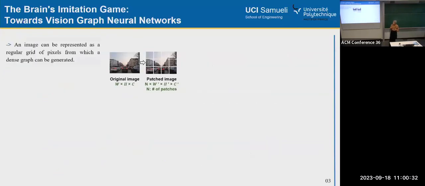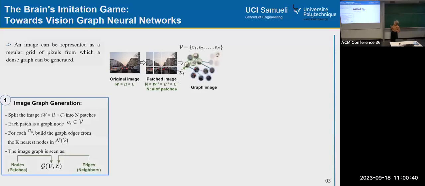The application of GNNs has recently been extended to encompass the world of computer vision. Images are a regular grid of pixels that can also be transformed into irregular dense graphs. This transformation involves splitting the image into patches of similar sizes, then grouping similar and neighboring patches together, then creating the graph image by adding the edges also.